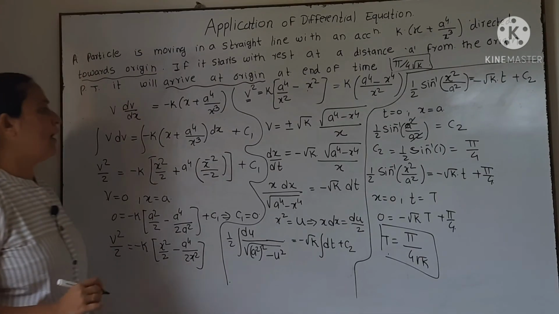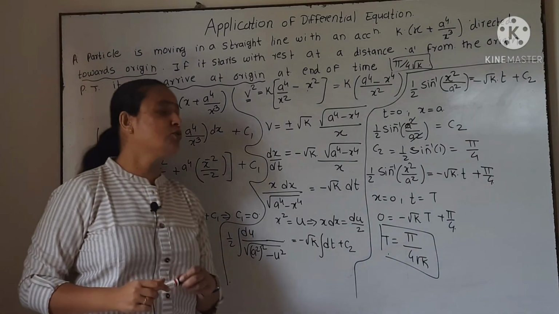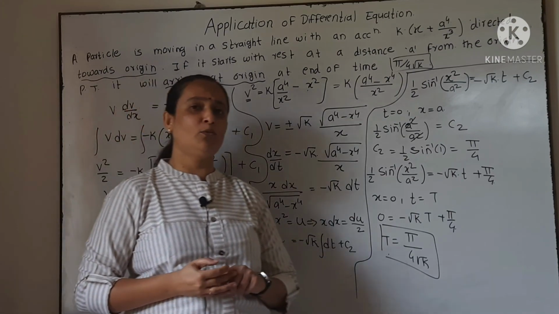We want the time, that is pi upon 4 root k. I think you understand how to solve the examples of rectilinear motion.